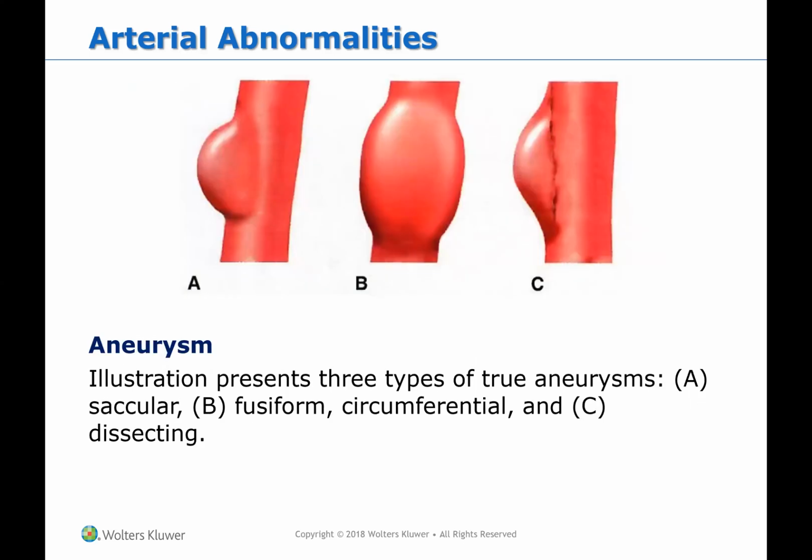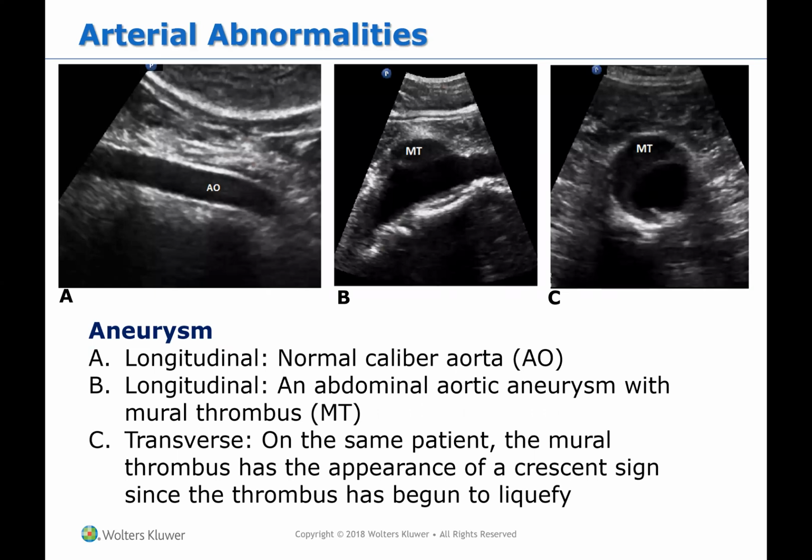Here is another really good view of the three different types of true aneurysms: the saccular, fusiform, and circumferential. And the dissecting, where you can see there's a tear. Here's another. A is a normal caliber aorta. B is an abdominal aorta with a mural thrombus. On the same patient, the mural thrombus has the parents present sign. So you can see how enlarged that is. That's kind of what they look like. They just get big circles.